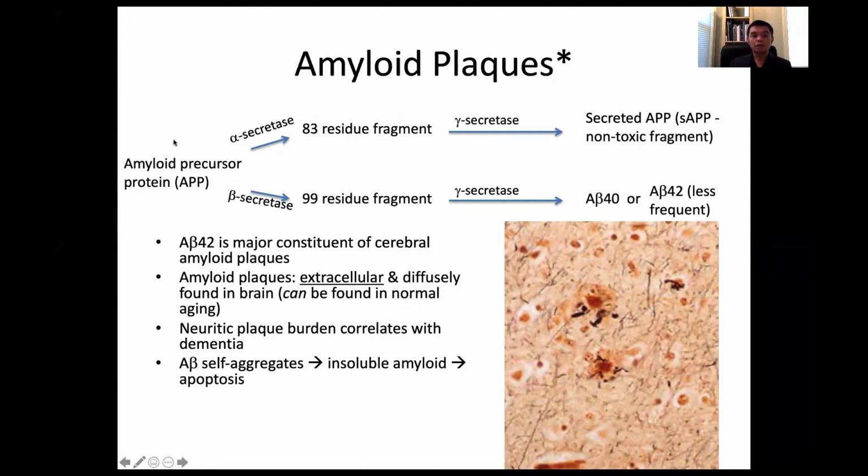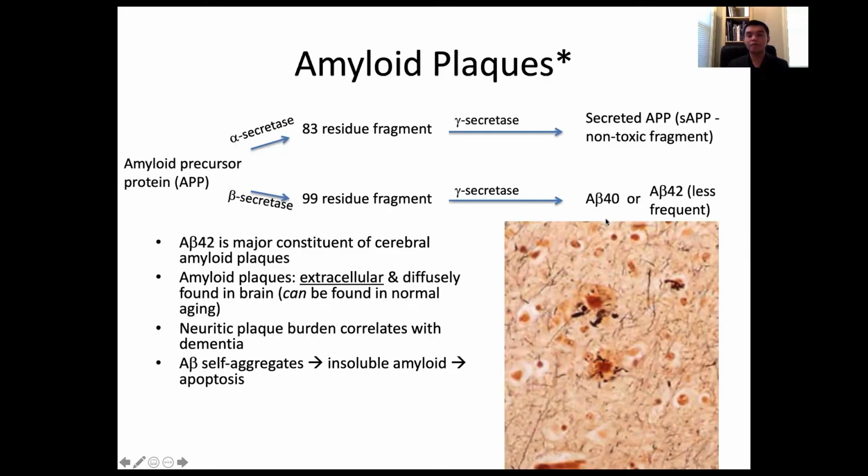Let's talk about this right here, which is really your pathway for creating these amyloid plaques. So you start off with this amyloid precursor protein, and then you get these secretase enzymes that split it into a smaller fragment, and then yet another secretase called the gamma secretase that splits it off into smaller fragments. And for the most part, we want to pay attention over here.